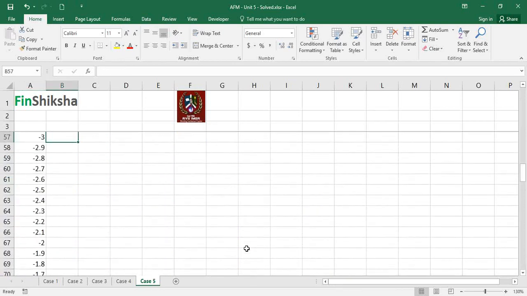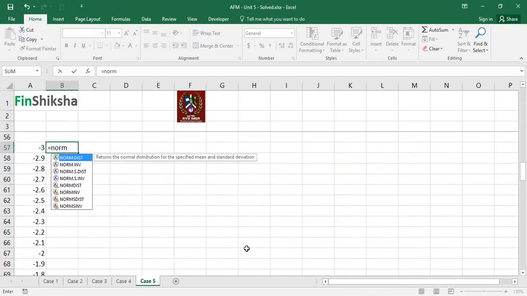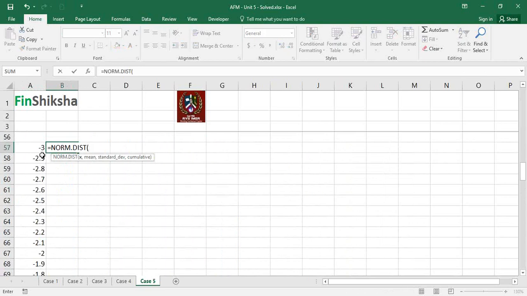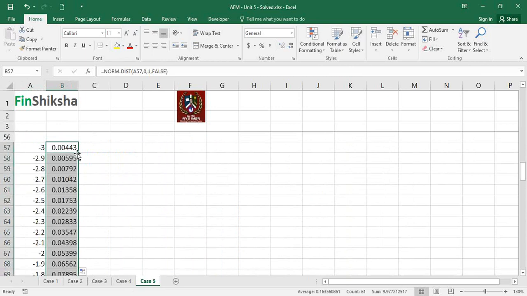Now let's go up, and on this point, I'm going to put the function norm.dist. What is x? X is this value, -3 standard deviations away from the mean. Mean is 0, standard deviation is 1. Now I'm going to use this false. That's the probability mass function. What's the exact probability at that point is what I'm trying to find out. And I'm going to double click this.